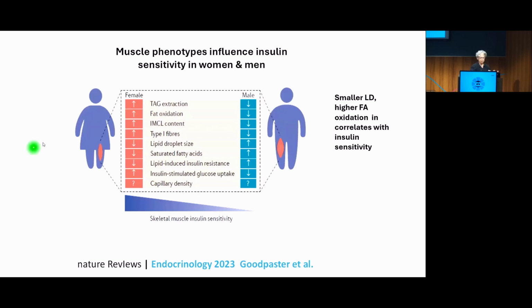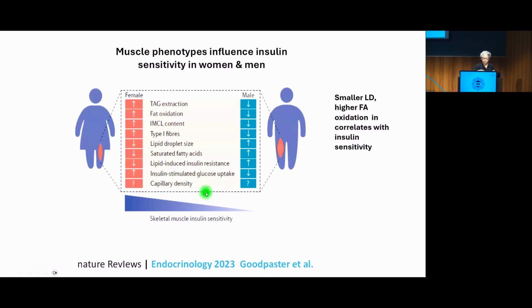A woman tends to be more insulin sensitive, and they are able to use the lipids. Insulin resistant people or people with the metabolic syndrome, and more likely men, have in their muscle smaller lipid droplets. They're very good at burning them, and it correlates with insulin sensitivity.